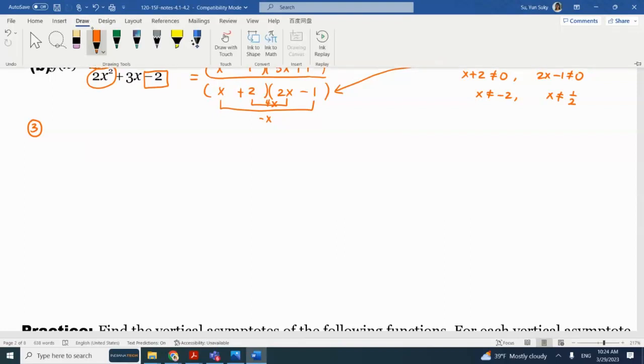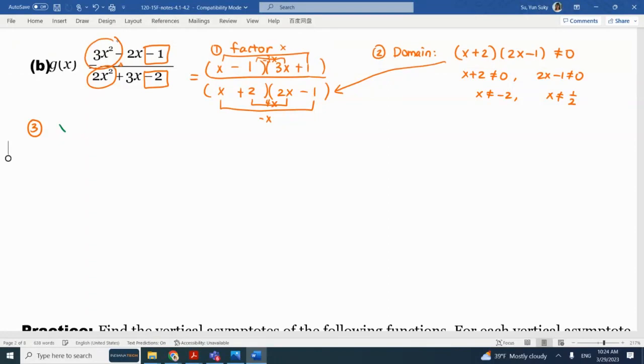So let me use a different color. Okay, this is so important. So let x go to minus 2 from the left. Okay, x goes to minus 2 from the left. Then what happened to x plus 2? It goes to 0 from the left or right? Yeah, from the right. Okay, why is that?